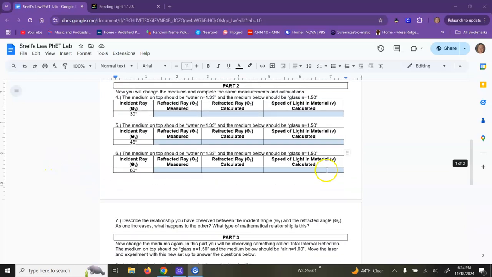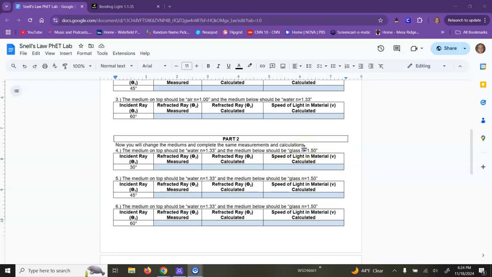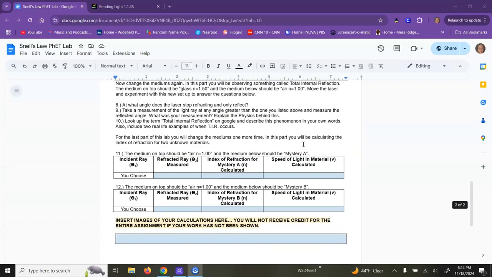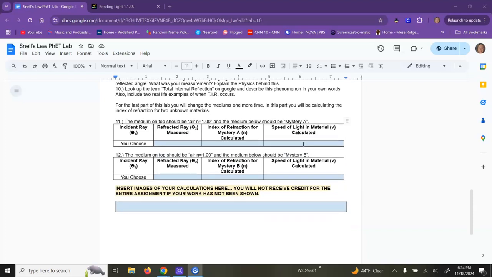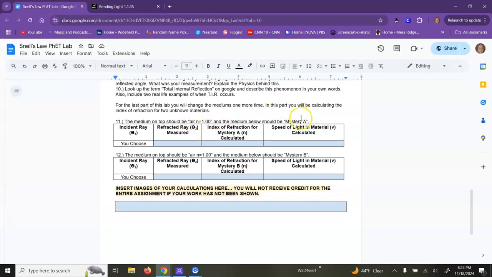So in parts 1 and 2, you knew what your light wave was going into. Water, glass, air, water. So you knew the materials. But for part 3, we're doing mystery materials. Now, for the mystery materials, number 11 and 12, you're going to do mystery A and mystery B. I've already set this up, so I have mystery A, and I also have air, because it asked me to go from air to mystery A.